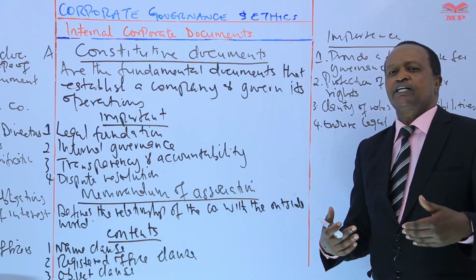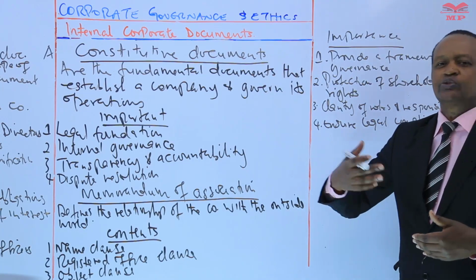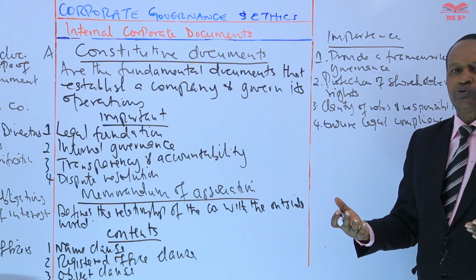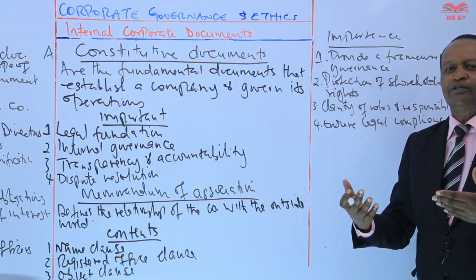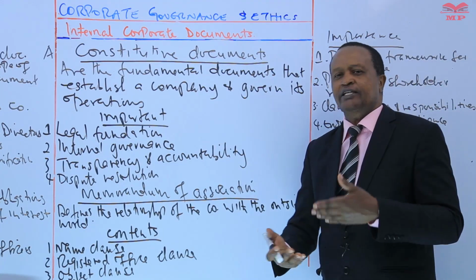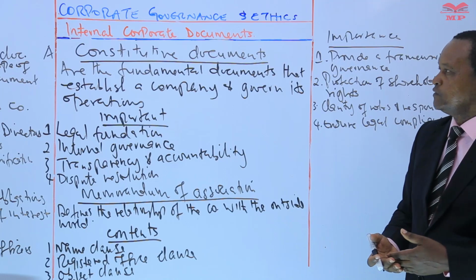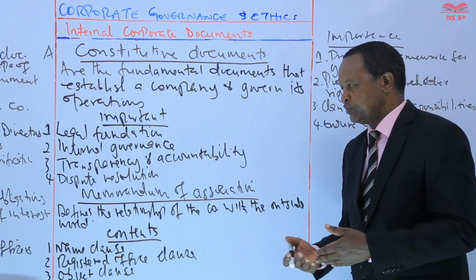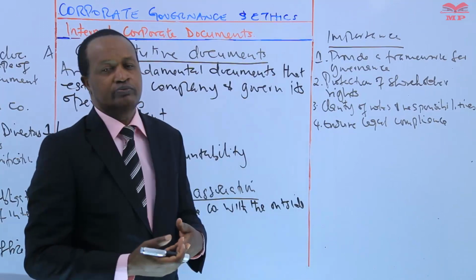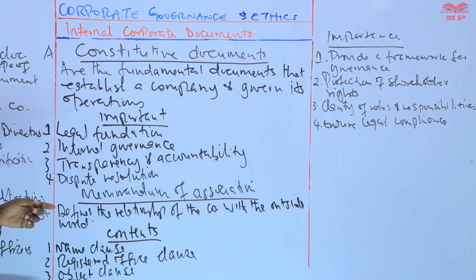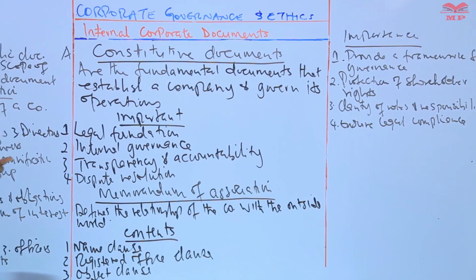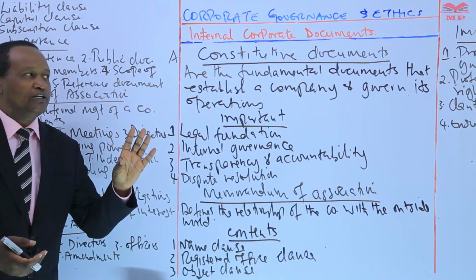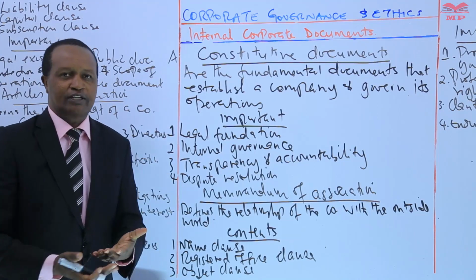But bylaws are internal documents that provide more detailed rules and procedures for governing the company, and they are not filed with the state or the registrar of companies, and can be more easily amended than the articles of incorporation. You understand? That's a major difference between the two. The articles of association and the memorandum of association are the documents that form the legal basis of a company.